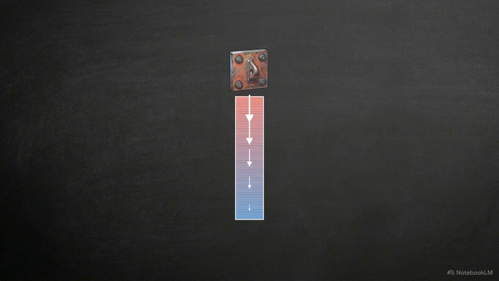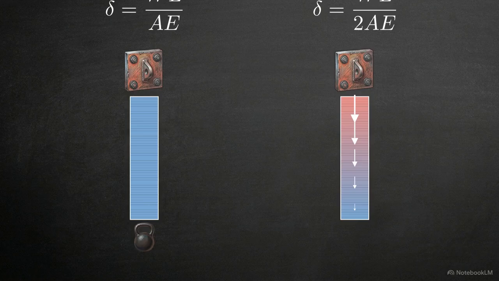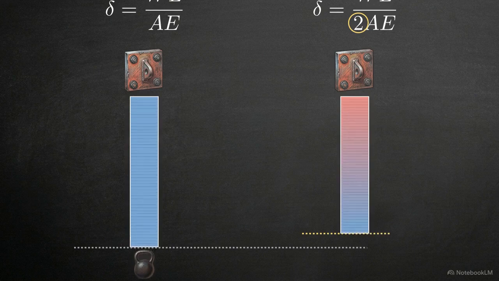To find the total elongation, we have to account for the average effect of this distributed load. Through integration, we find that the standard formula changes. We add a factor of 2 to the denominator, effectively cutting the expected elongation in half. This math reflects the reality of the distribution. Since the internal stress averages out between the zero load bottom and the full load top, the resulting material deformation is exactly half of what it would be if the total weight were concentrated at the very end.